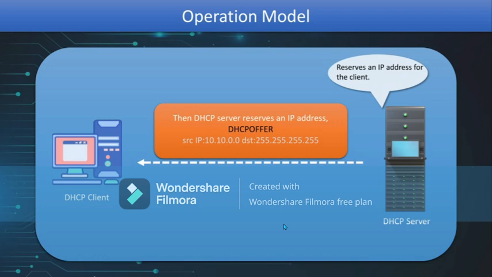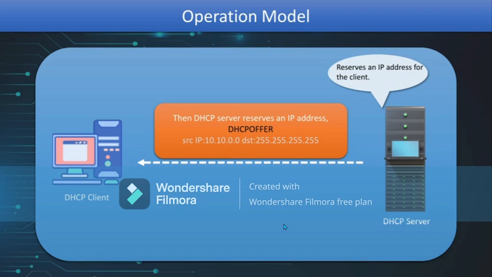The offer response is a unicast message. This is the important part, because in every interview they will ask whether the DHCP offer message is broadcast or unicast. The DHCP offer message is unicast, and the first DHCP discover message is broadcast. These are the differences between the two messages, so please remember that point.